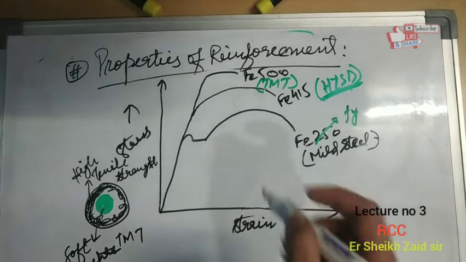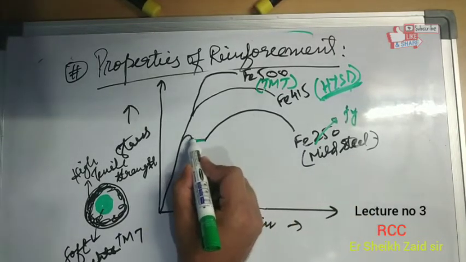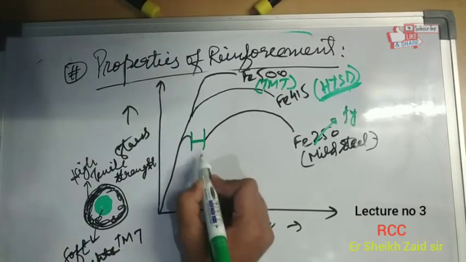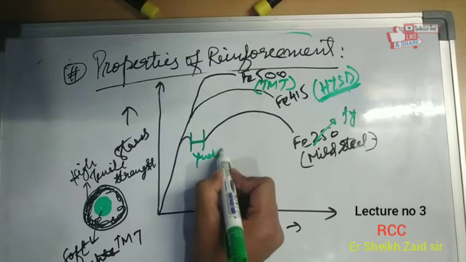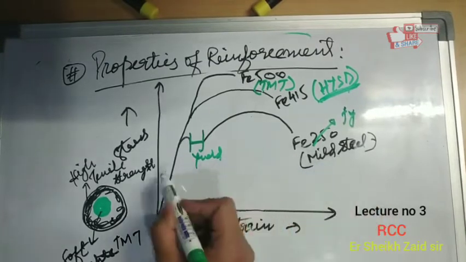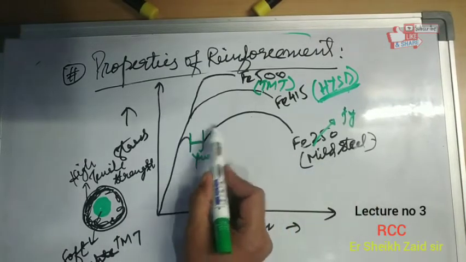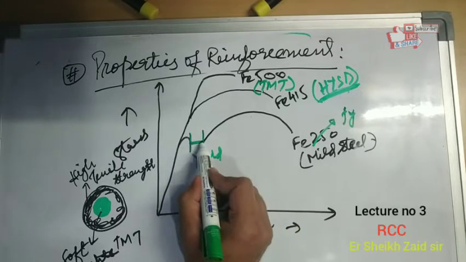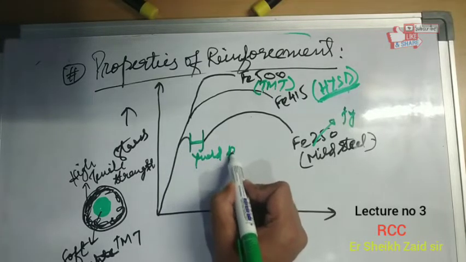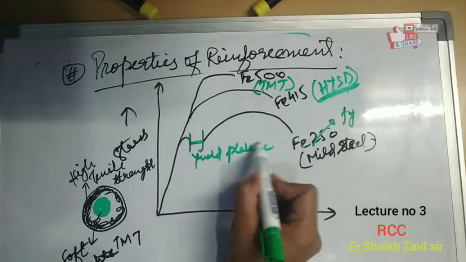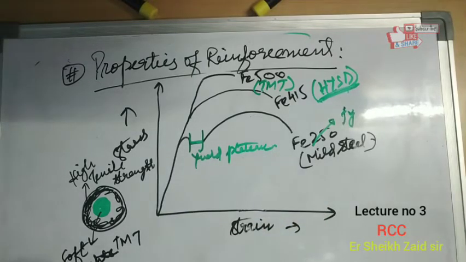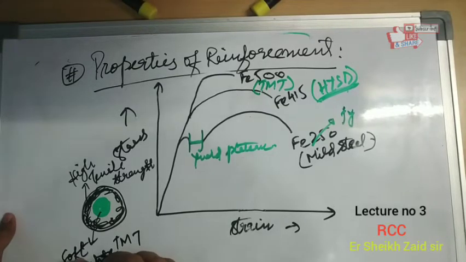Now you might remember this portion. This portion is called the yield plateau. If I consider only the stress strain curve of mild steel, this region is called the yield plateau, where yielding takes place. Now see, here are two important concepts. One is cold working and another is hot rolled.